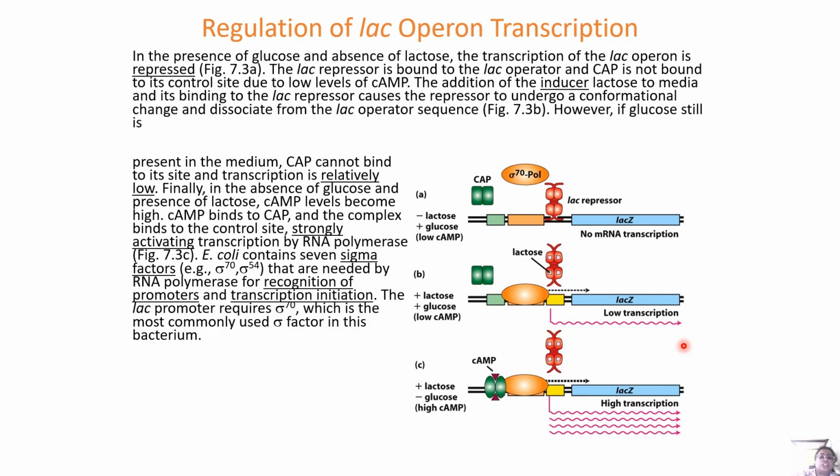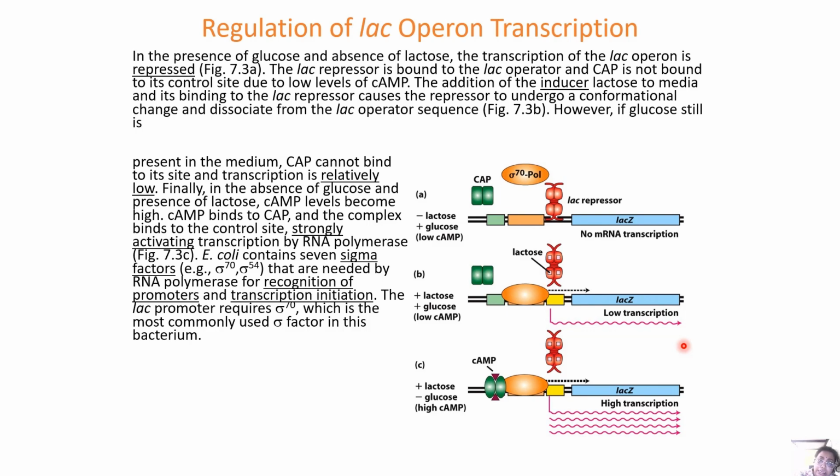So how does the regulation of lac operon transcription occur? In the presence of glucose and absence of lactose, the transcription of the lac operon is repressed and the lac repressor is bound to the lac operator and CAP is not bound to its control site due to low levels of cAMP. Now the addition of the inducer lactose to media and its binding to the lac repressor causes the repressor to undergo conformational change and dissociate from the lac operator sequence.